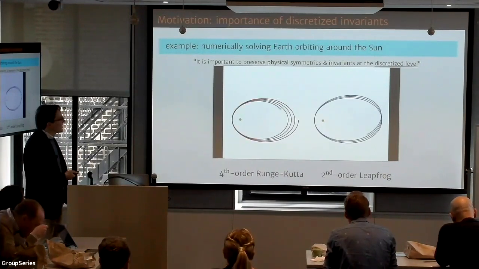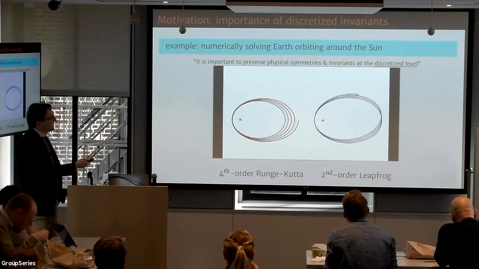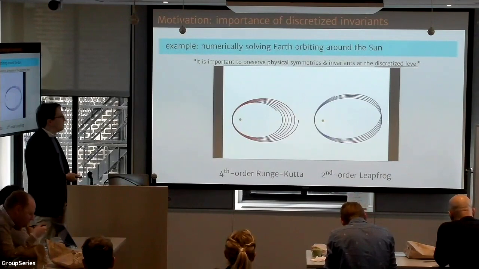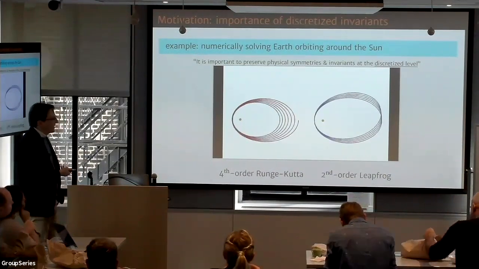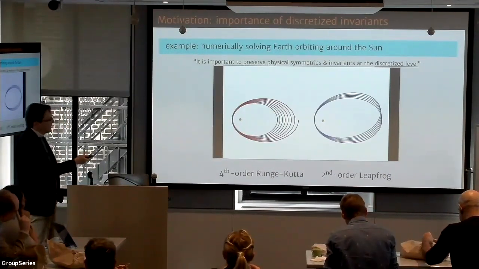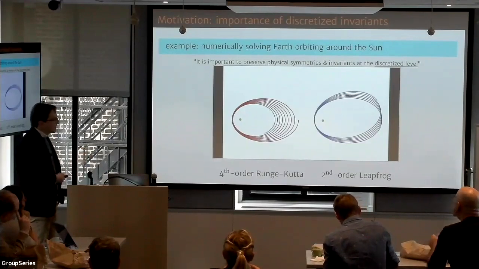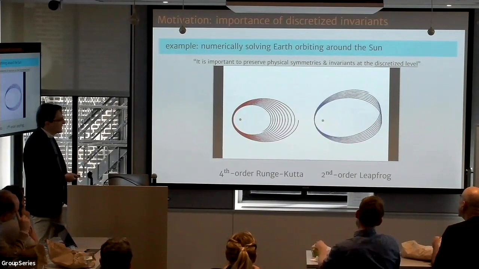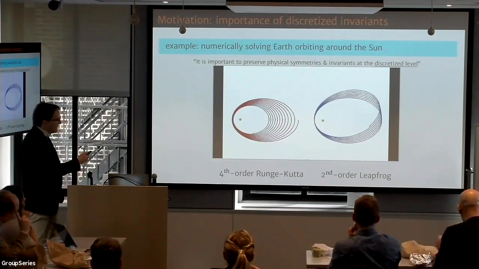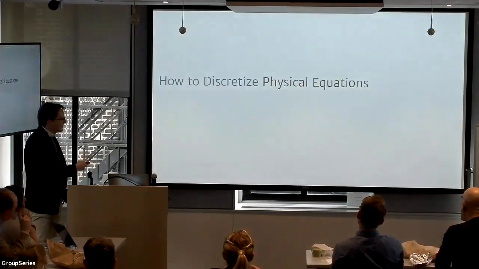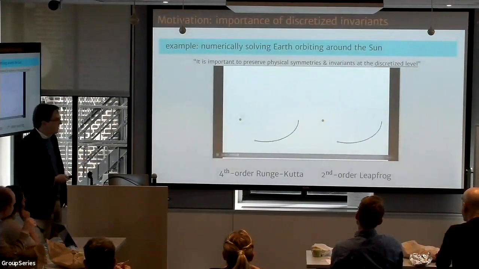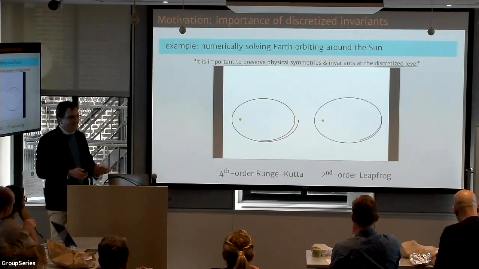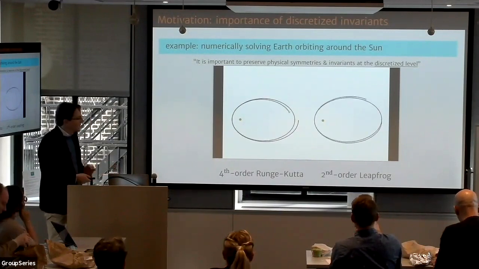You can see that the second method preserves physical symmetry in the equation, and so its numerical effect, here exaggerated, is precession, which is arguably a better numerical systematic bias to have than in the former case with the Runge-Kutta simulation, where you have in-spiral and loss of energy. So how you discretize your equations matters.